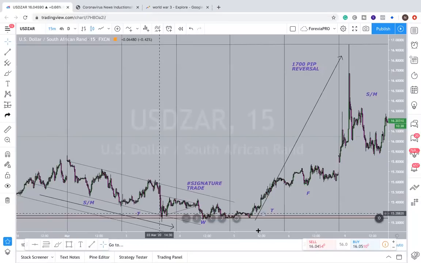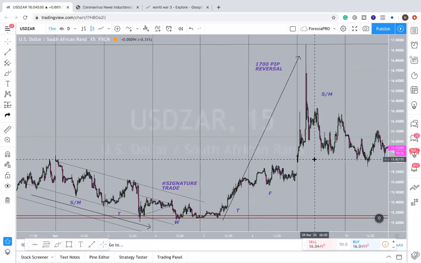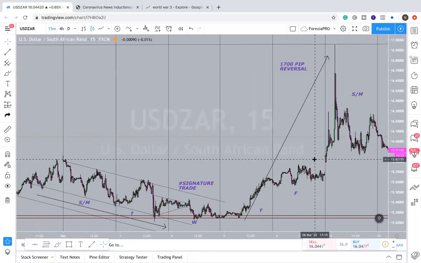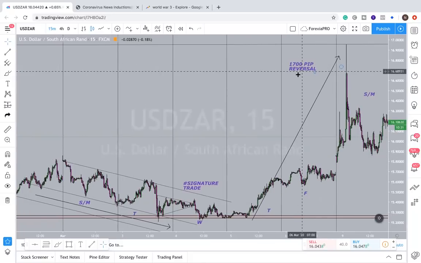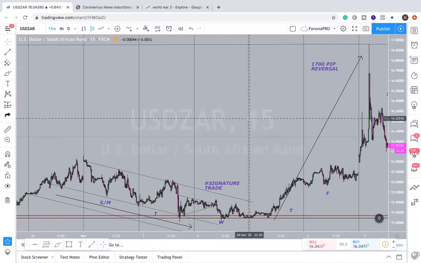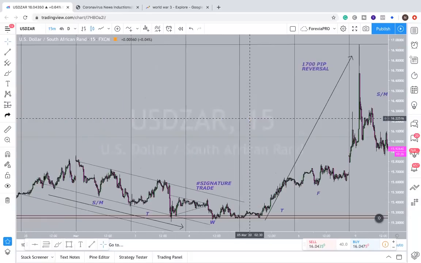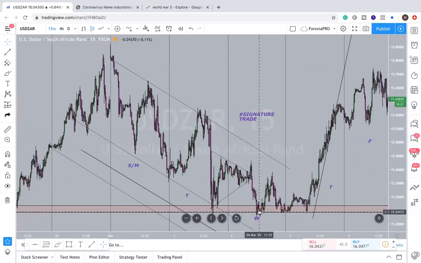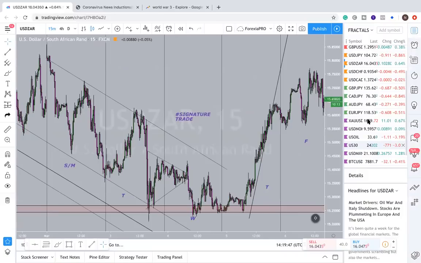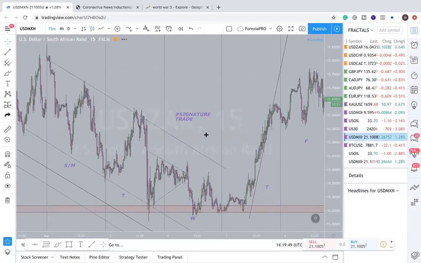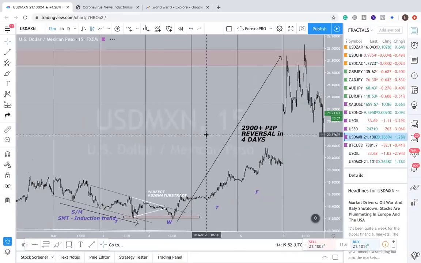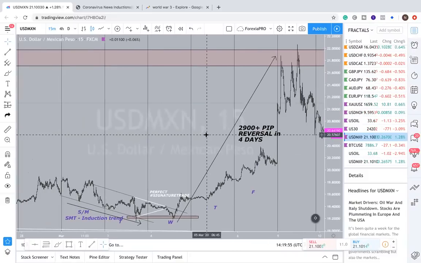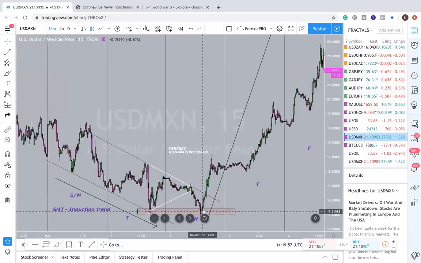Yo, so this happened during the coronavirus. Pretty crazy. USD ZAR, 1,700 pip reversal. And I believe Luke, one of the analysts of Forexia, caught this move right at the very induction, the last induction. Oh, no, I'm sorry, this wasn't it. It was USD Mexican. Yeah. We had some amazing moves this week, yo. 2,900 pips in 4 days after a perfect signature trade.